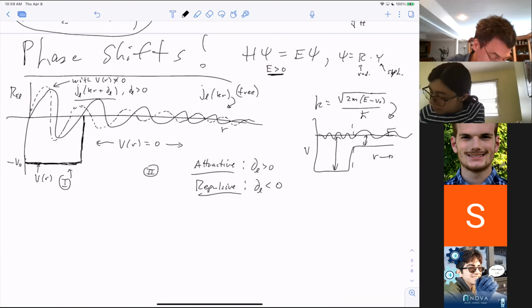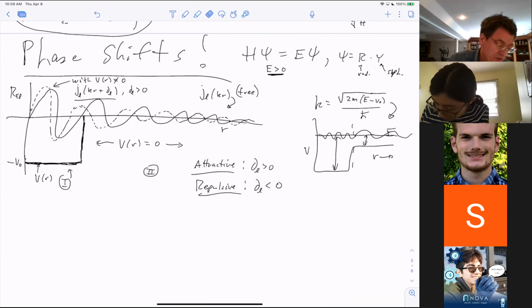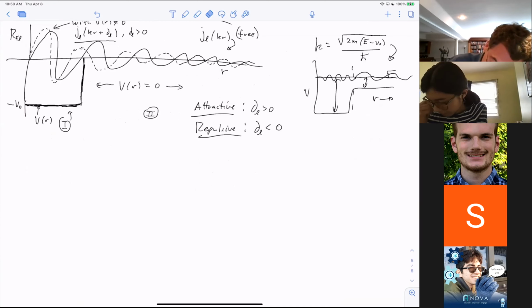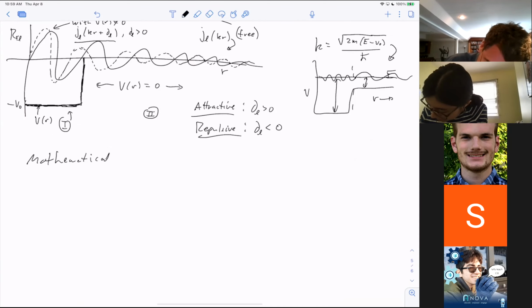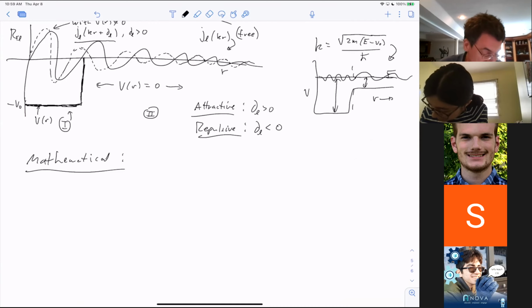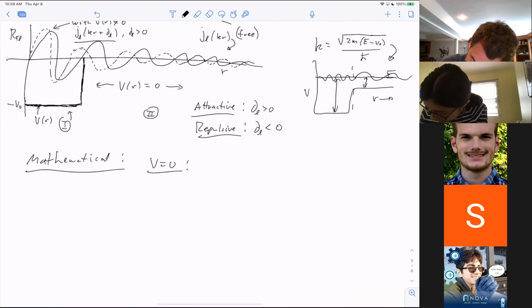But let's just do it mathematically. I just want to show you this little mathematical part, because that will set us up for the next thing, because now you've done it intuitively. Let's do it mathematically. So for V equals 0, we see that the radial wave function is equal to a Bessel function.